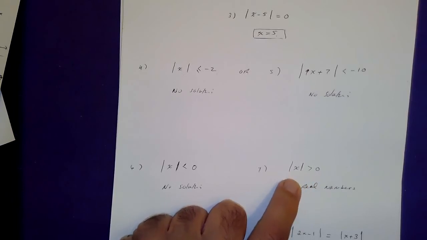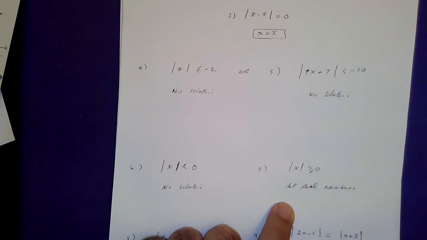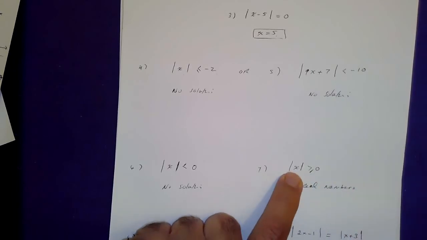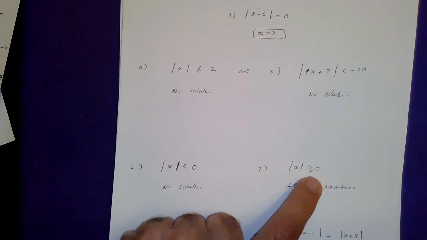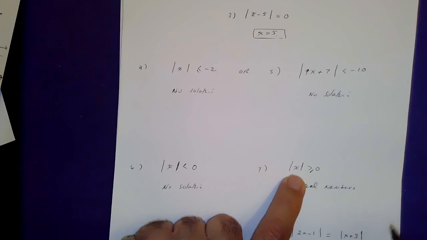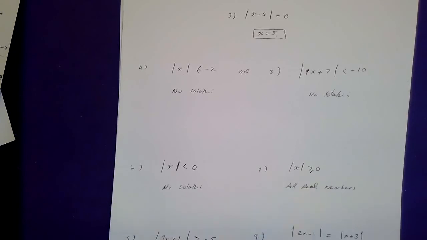What about, let's just say there is an equal sign here. What about 0? The absolute value of 0 is 0. Well, there is no such thing as a sign on 0, because 0 is a signless number. What about the absolute value of 13? Yeah, it's positive, so all real numbers.